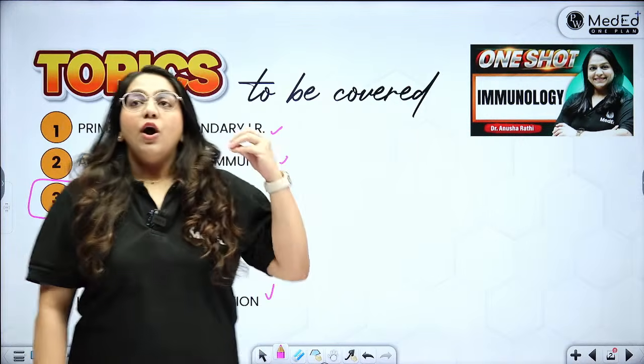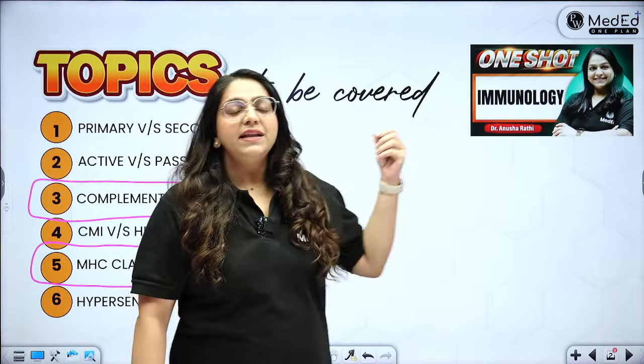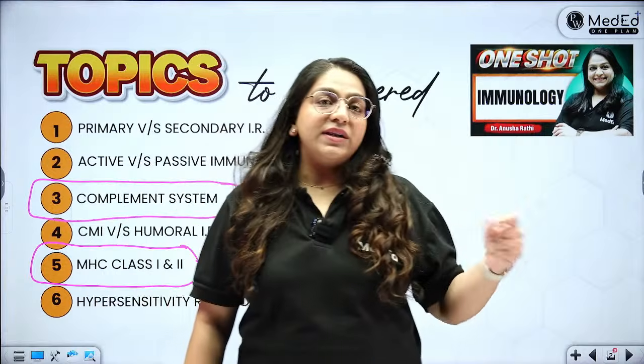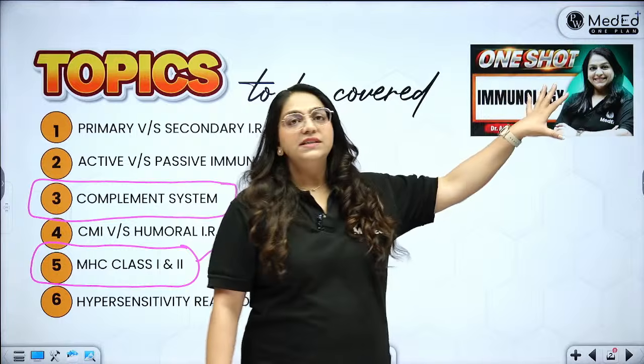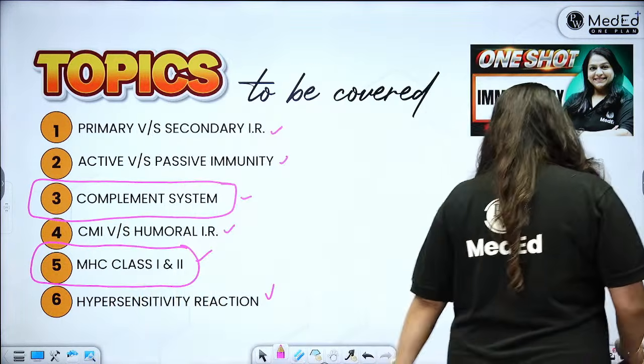Like I said, all the different types of antigens, superantigens, adjuvants, T-cell dependent and independent, antibodies, classes of antibodies, precipitation, agglutination, complement fixation, neutralization, ELISA, everything has been covered in this lecture in the one-shot series of immunology. So you can go and watch that as well.